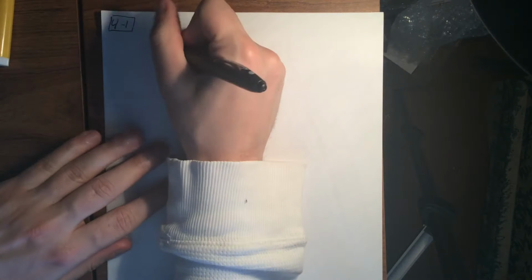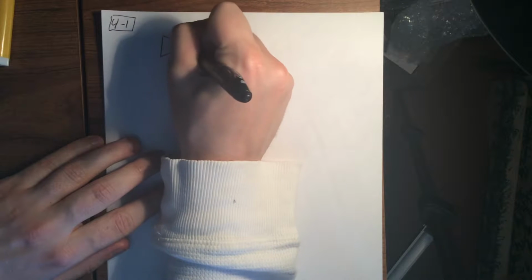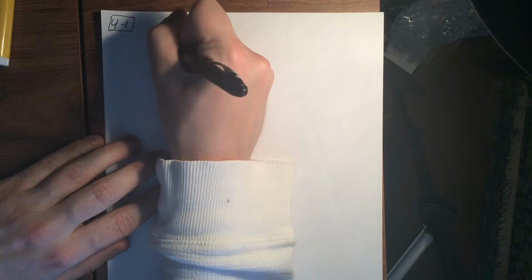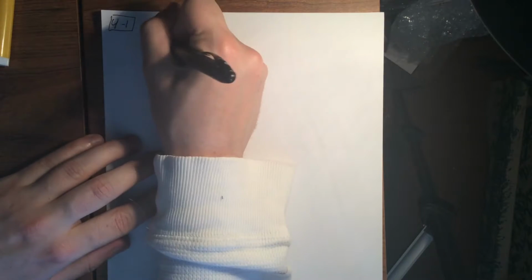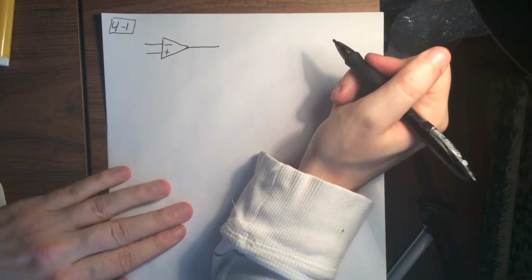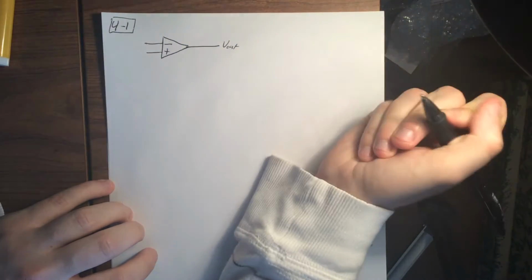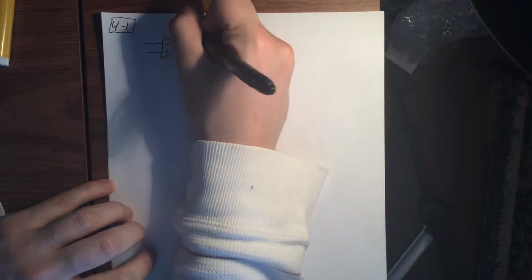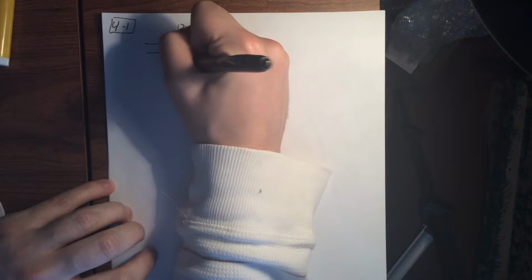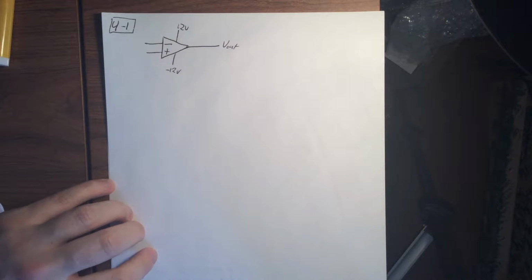So let's draw that up first. It says we have an op amp. That's the first thing I draw. And then I'm just going to put these on. So we have our inputs and our outputs. That's the first bit for this problem. Then we're going to do our V out. It says 12 volts, which means this one is minus 12 volts.